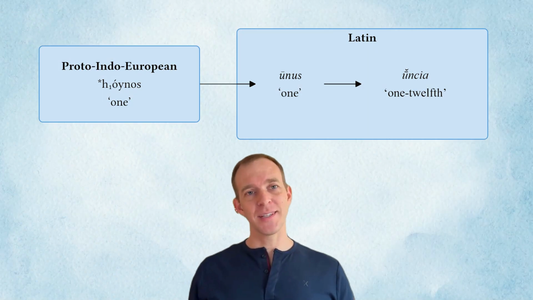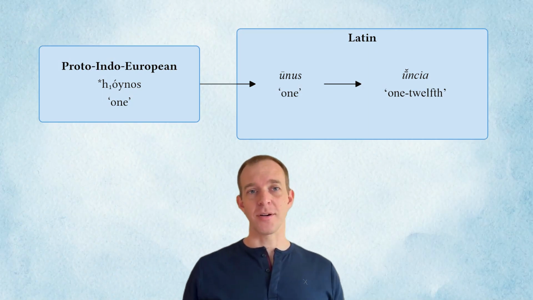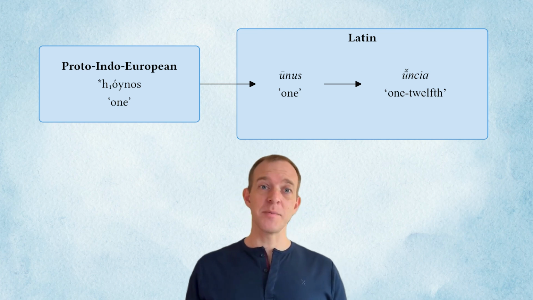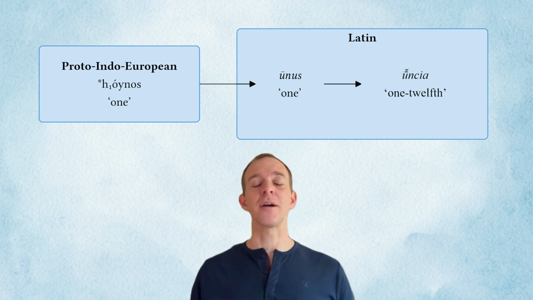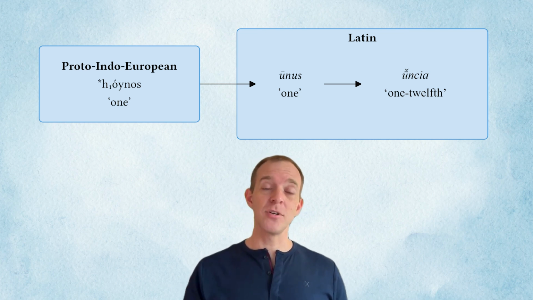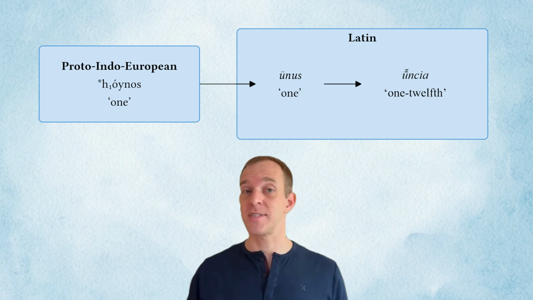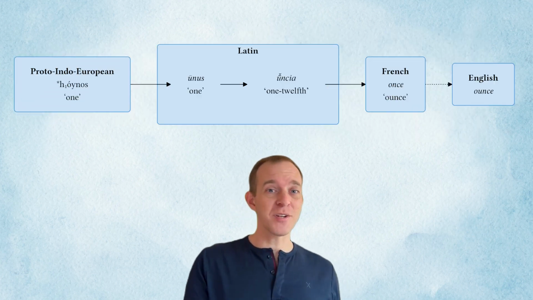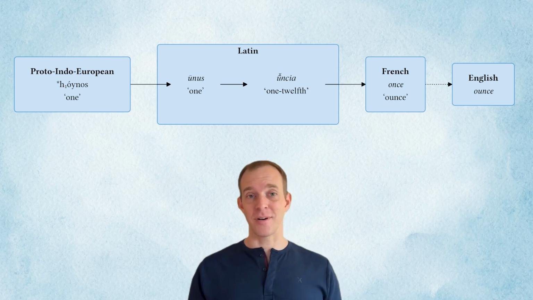This is what happened with the Latin word uncia, meaning one part or unit. So even though it literally meant one, this word actually came to mean a 12th part of something rather than a single part of something, because Romans divided many types of goods into units of 12, such as the pound and the foot. Middle French inherited this word as once, at which point English borrowed it as the word ounce.